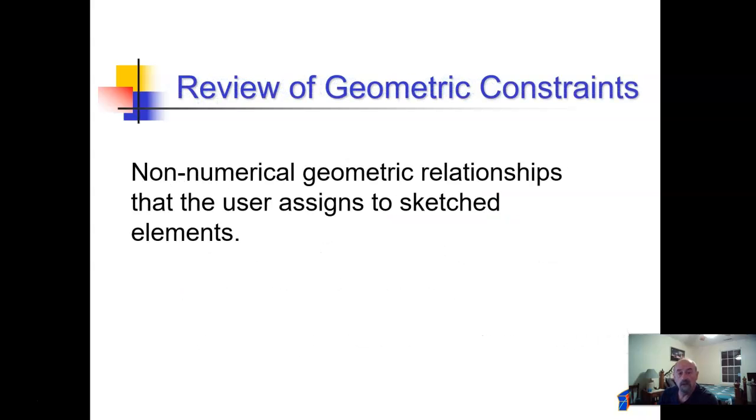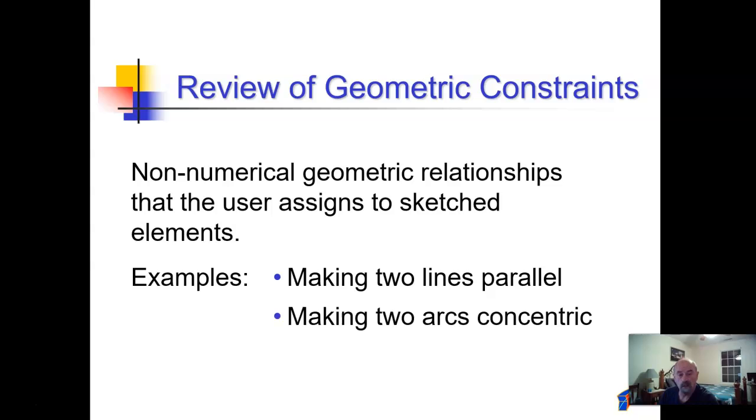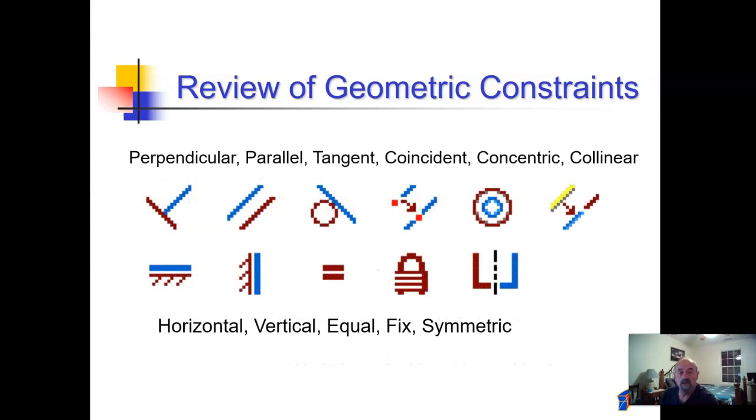puzzles. Non-numerical geometric relationships that users assign to sketch elements. Those are the ones that we talked about, like parallel, arcs being concentric or having the same center, and making a line horizontal. These are what some of those look like when you're using it. Doesn't matter whether it be in Inventor, Onshape, Unigraphics, SketchUp. These are some of the things.